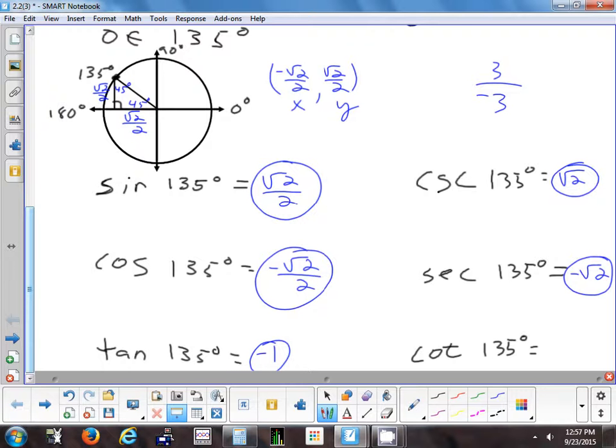Okay, and my last one, Hunter. What would my cotangent be? -1. Yep, when you flip -1, it stays the same. Right, so there's all 6 trig functions for 135. Any questions on that one?